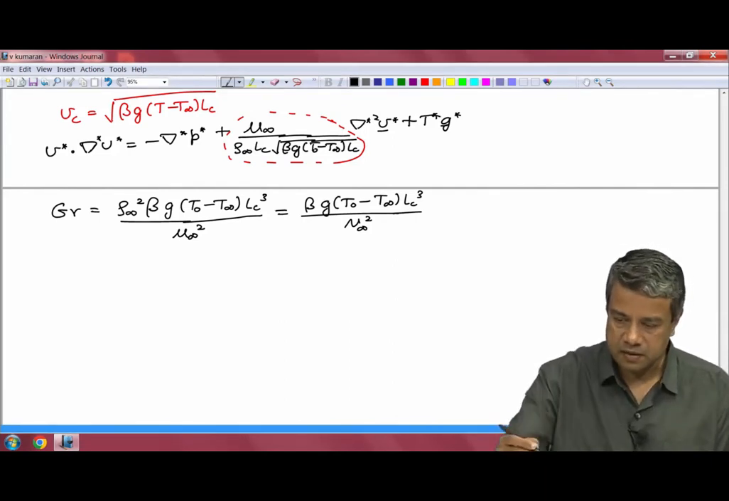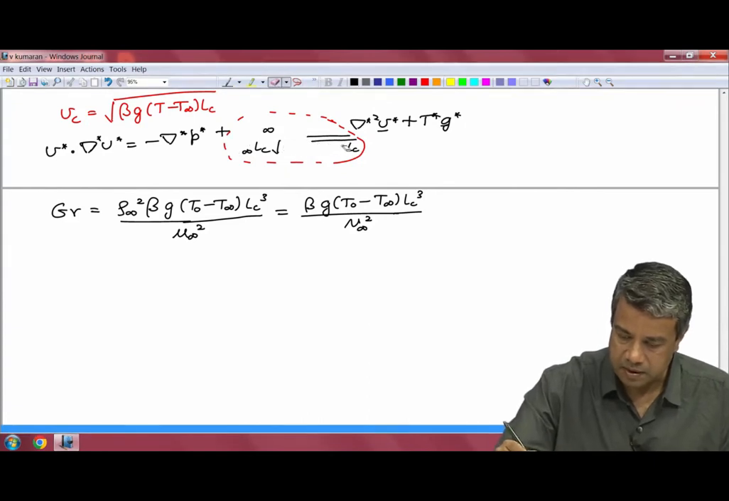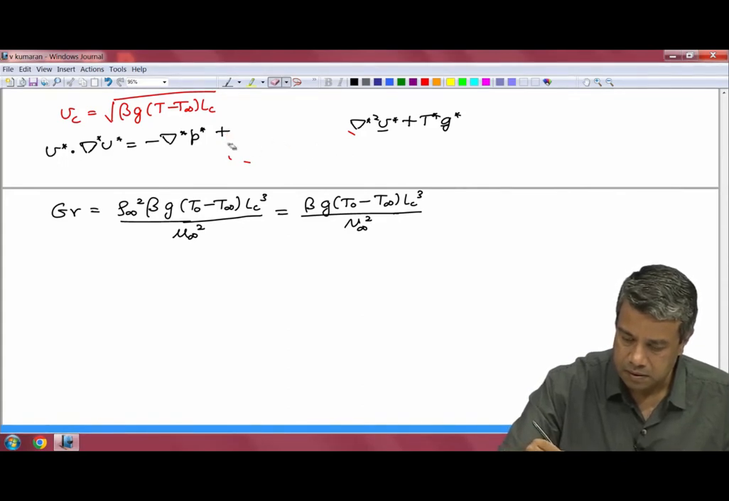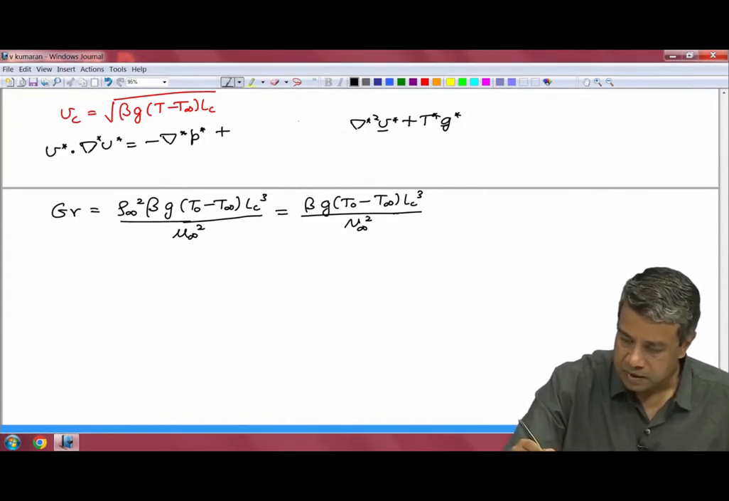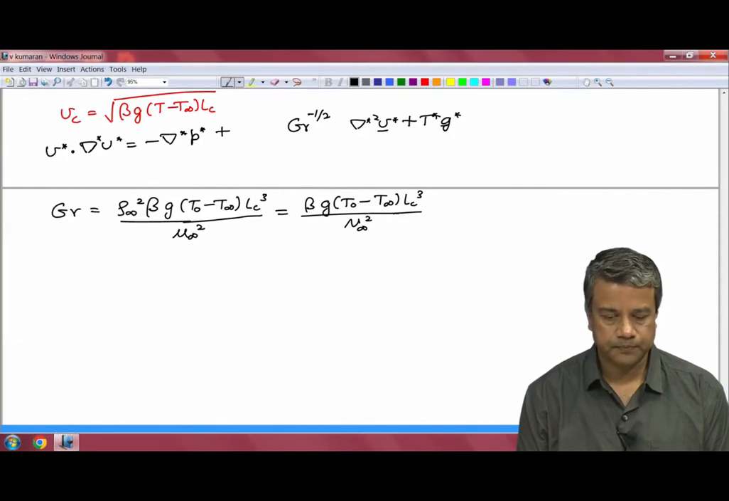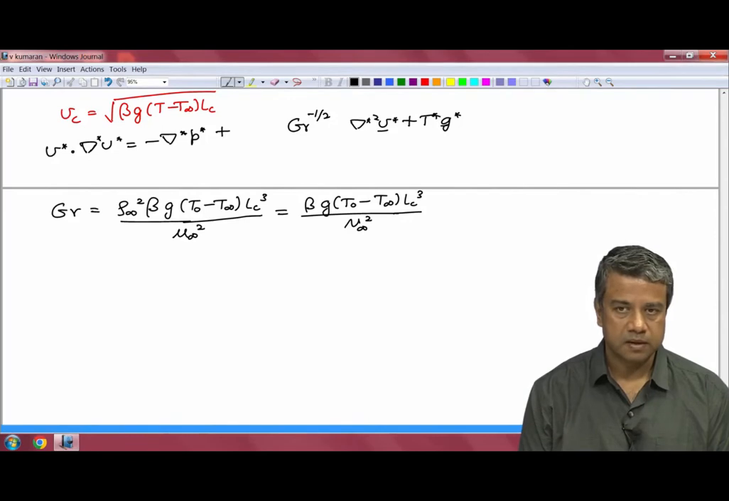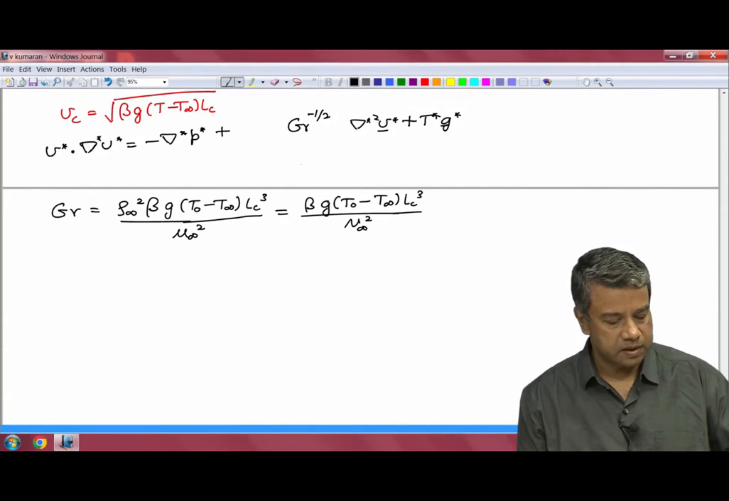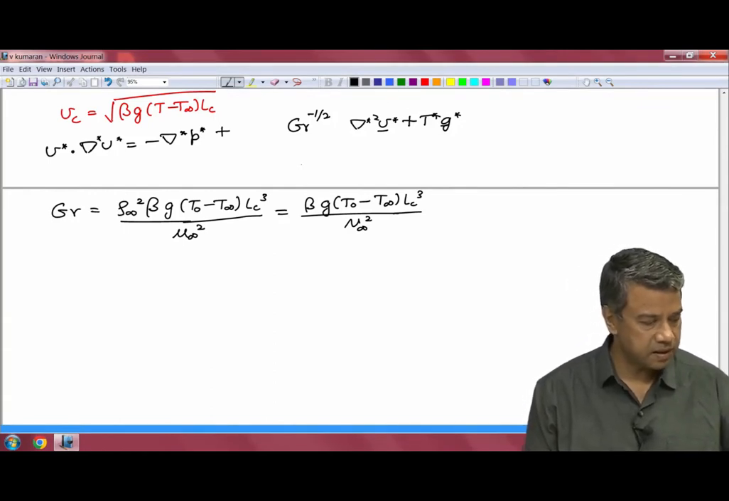So, based upon the Grashof number, this equation can be written as the Grashof number to the minus half power del square V plus T times G. So, that is a scaled momentum conservation equation. And finally, we have the scaled energy balance equation.